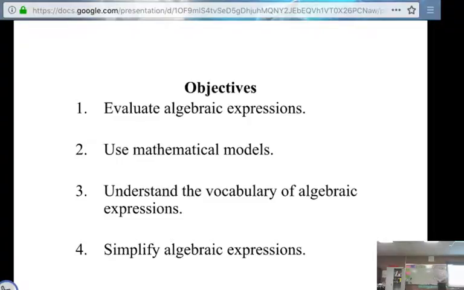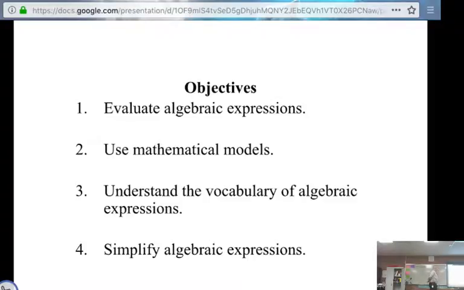Your objectives, chapter 6. I want you to evaluate algebraic expressions in English. If I say x equals 2, I want you to be able to plug in 2 wherever you see x. Figure out what that is. Use mathematical models. That's fancy for do story problems. Yay! Everyone's favorite.